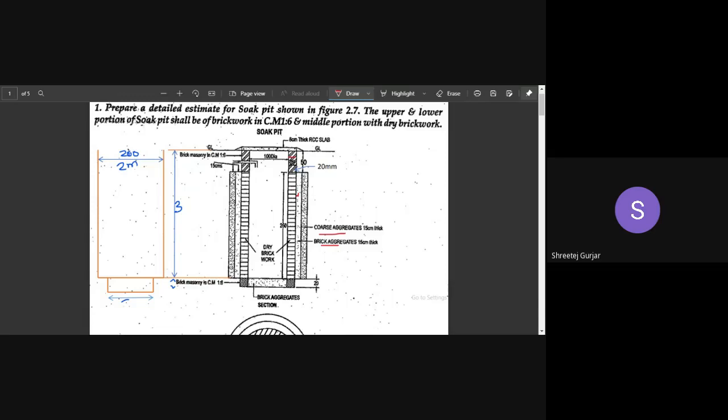So can we move on to the next numerical? Let me know. If this is clear, we will head on to the next numerical.